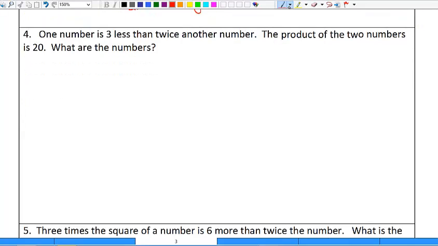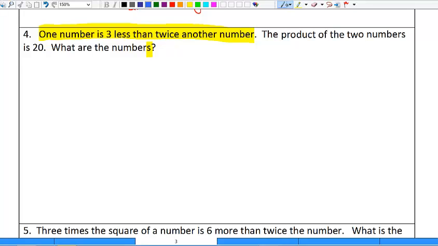One number is 3 less than twice another number. The product of the two numbers is 20. What are the numbers? Okay, so notice I'm looking for two things: numbers. Because there's two things, I don't know which one I should make x be equal to. So what I'm going to now look for is the comparative statement right here. Clearly the first sentence is saying that one number is being compared to another number.